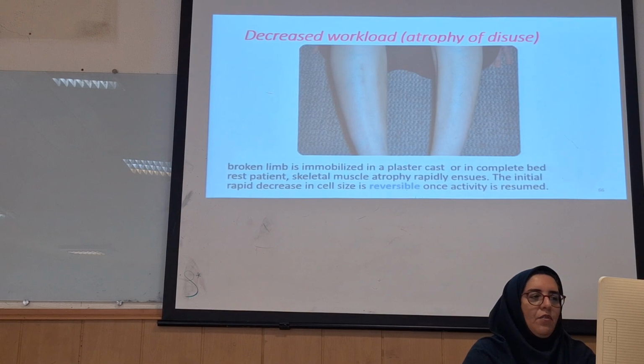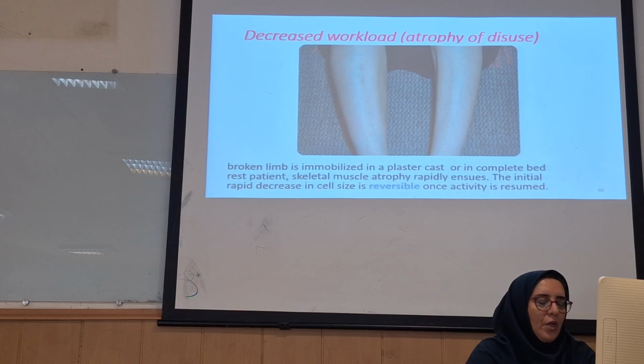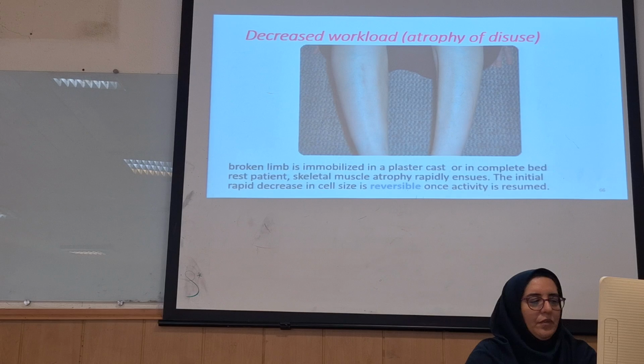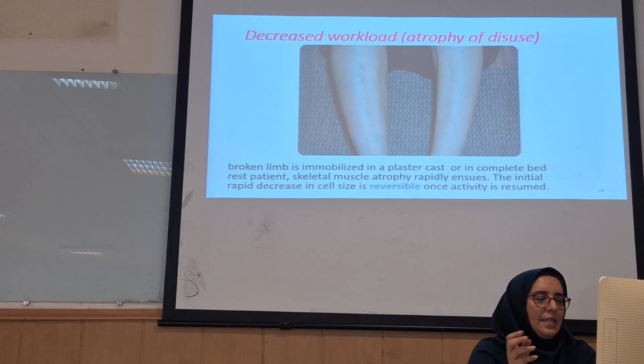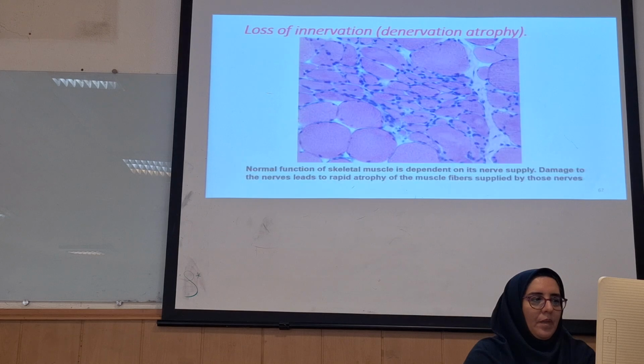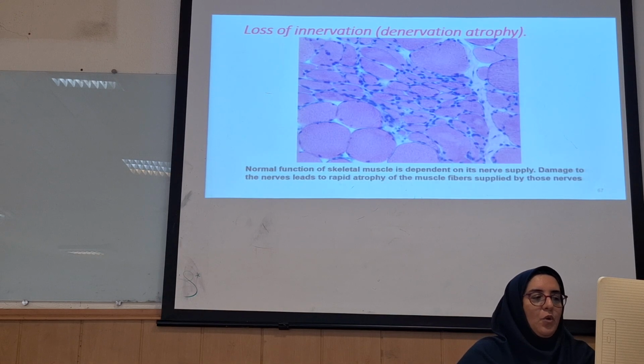This is decreased workload, atrophy of disuse. You have experienced immobilization of the leg when it's in a plaster cast. After removal of the cast, we have an atrophic limb compared to the other limb, and it's reversible. Also, when we have denervation, we have more atrophy in the striated muscle.